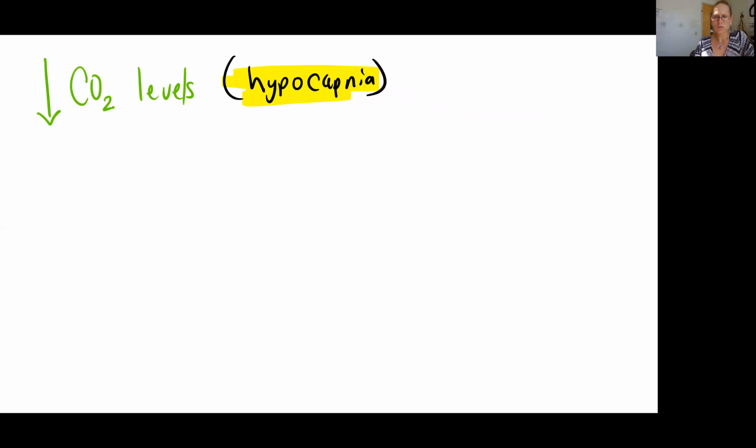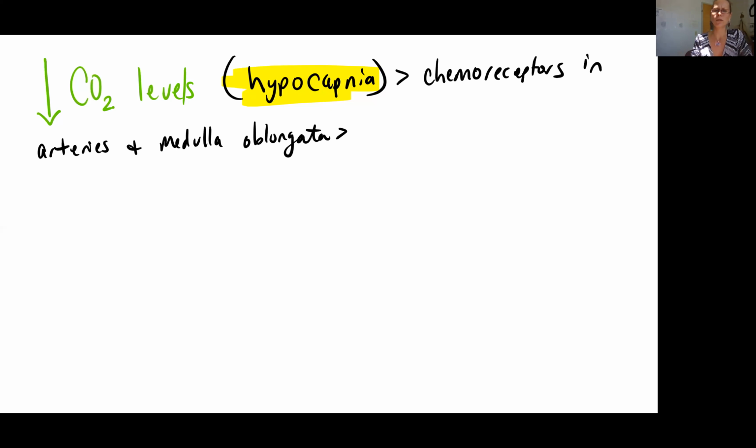CO2 levels that are too low, this is referred to as hypocapnia. This might happen in the case of hyperventilation. So if you've increased your respiration rate and you've been pushing out a lot of CO2, then you might end up with CO2 levels that are too low. And so essentially, we just need to slow down our respirations in order to retain some of that CO2 in the body. So it's basically the reverse.